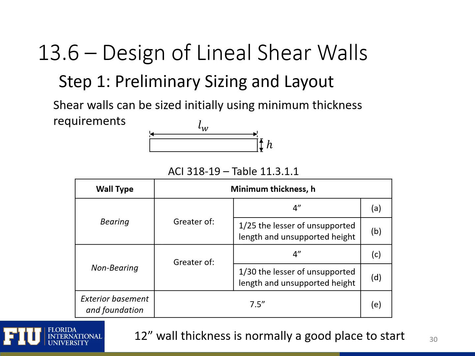The initial thickness of the wall can be determined based on the minimum thickness requirements from ACI 318. So those are shown in this table based on whether it's a bearing wall, a non-bearing wall, or an exterior basement foundation. Typically, a 12-inch wall thickness is a good place to start. So for the example in this problem, we had a 12-inch wall thickness, and most of the time using a 12-inch wall is a good starting point for you.